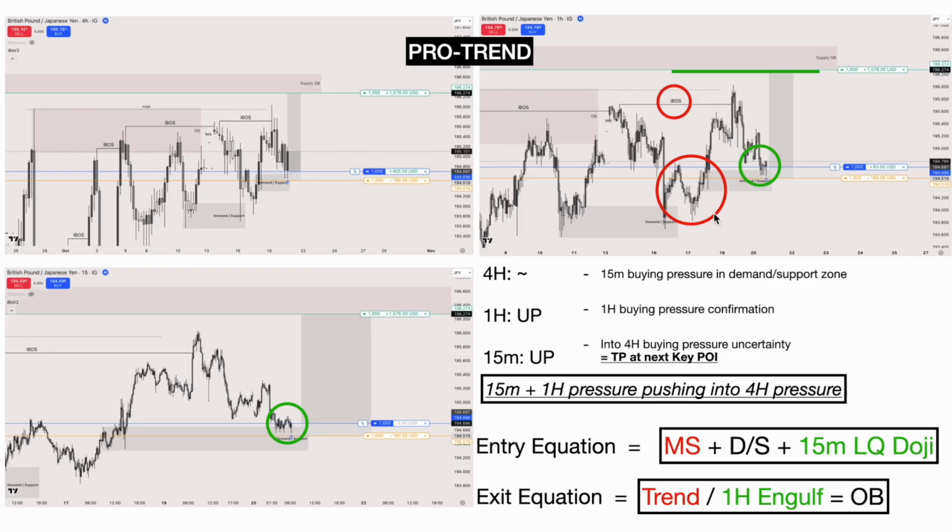Pro trend, okay, so with the demand support 15-minute demand institutional zone getting mitigated, we see that it's been showing some buying pressure coming in from this zone. So we have that 15-minute plus the 1 hour pressure pushing into the 4 hour. Okay, we have this break of structure which is giving us that bullish incentive. So the take profit is at the next key point of interest, which is the supply order block. So we see that 15-minute pushing up, ready, pushing with that 1 hour.